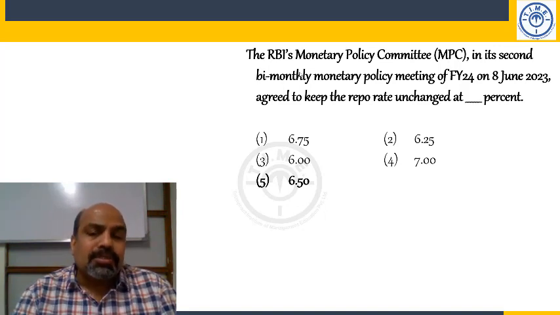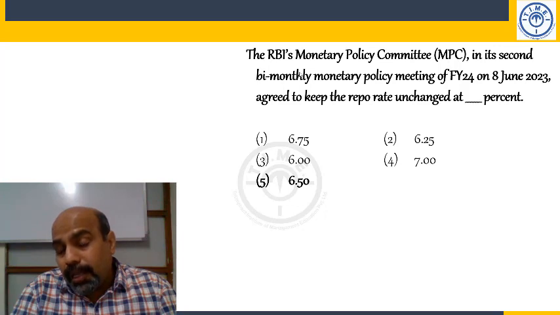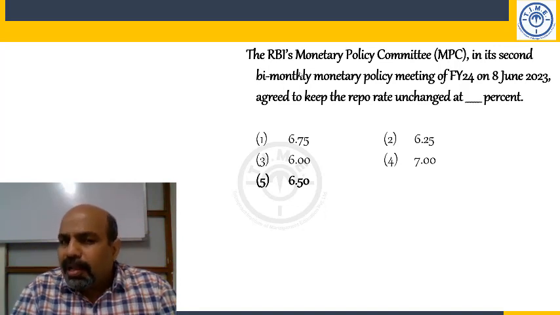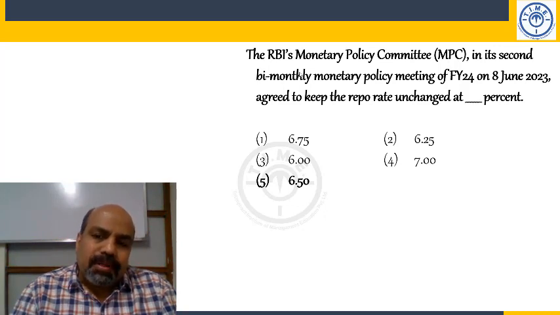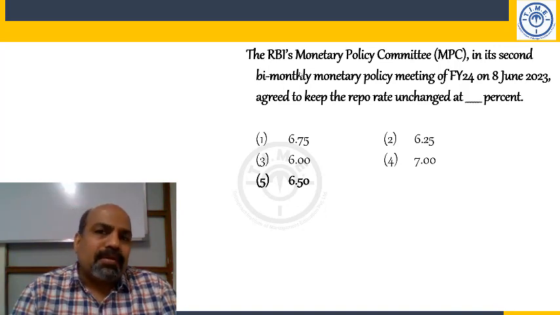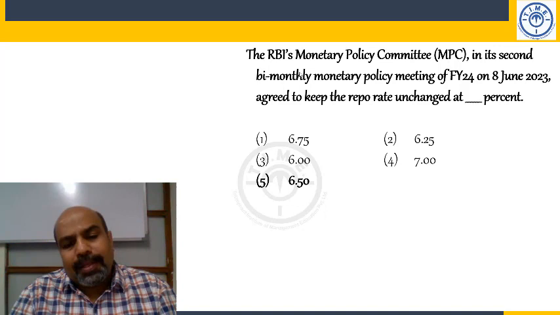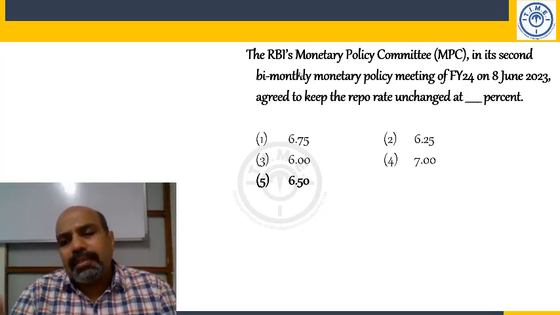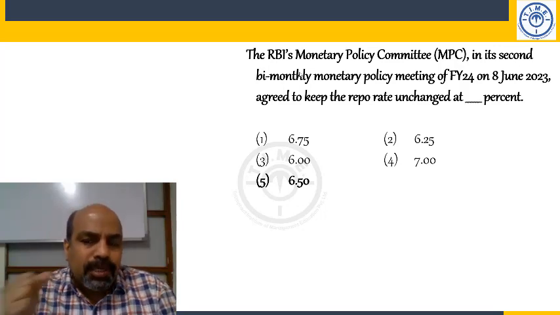To repeat, it starts on first April 2023 and ends on 31st March next year. Financial year 23-24 is called FY24. The target inflation is 4% plus or minus 2, and currently the projected inflation is 5.1% for the entire financial year. Currently it is around 5% something, well within the target range, but the RBI is still worried that this may spiral out of control.